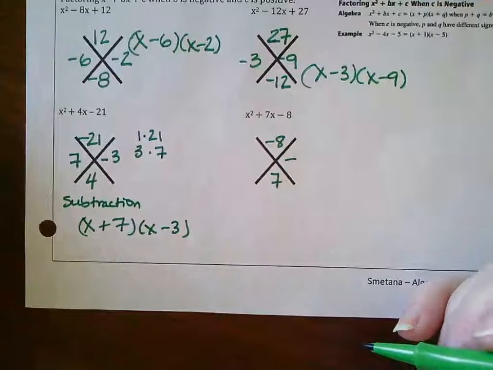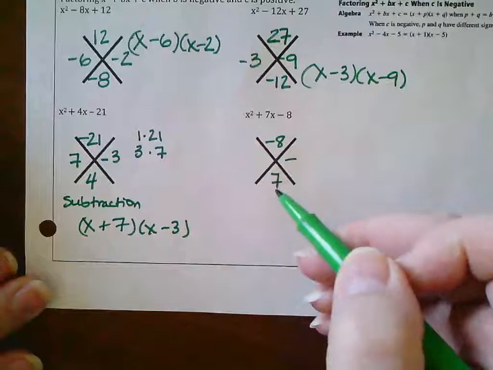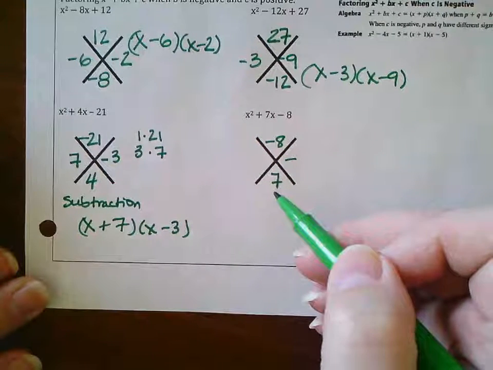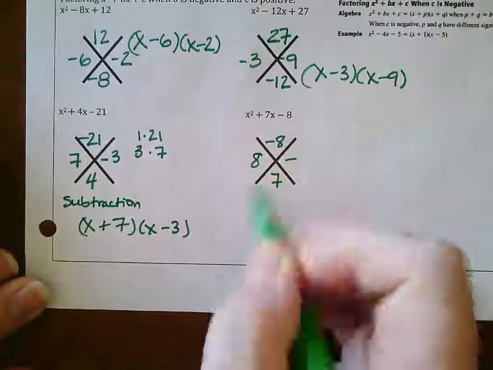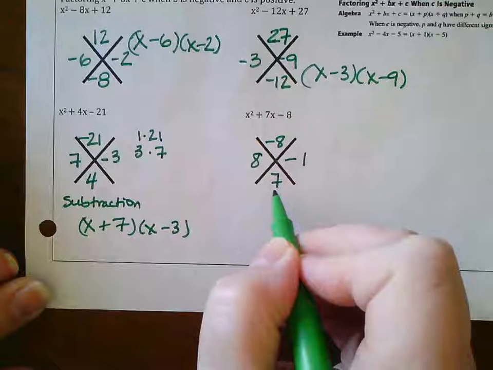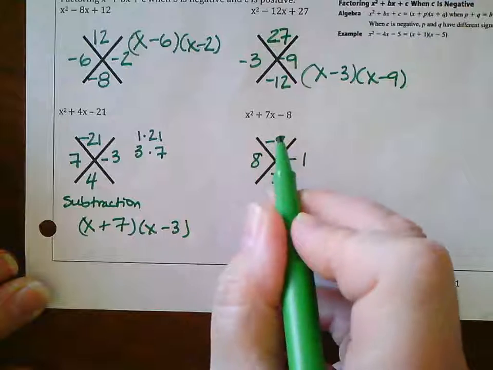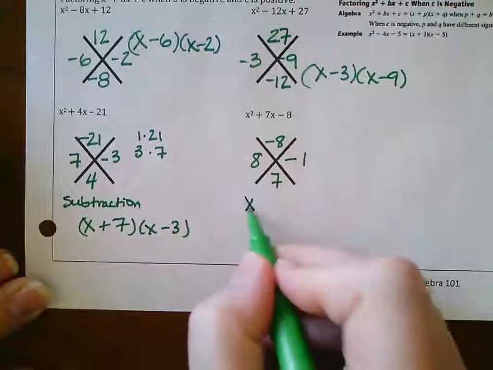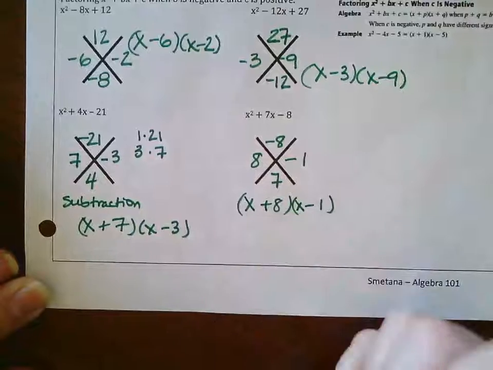So if you have a negative 8, but it multiplies to equal negative 8 and it adds to equal positive 7, that means you had a positive 8 and a negative 1, because 8 minus 1 is 7, and negative 1 times 8 is negative 8. So plus, minus, and you've just factored.